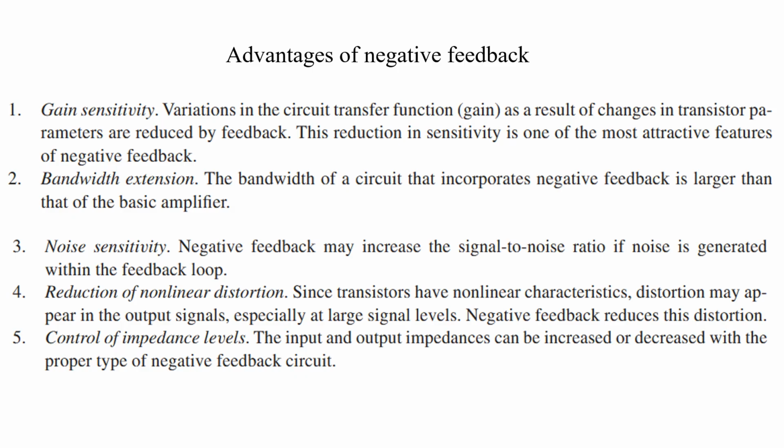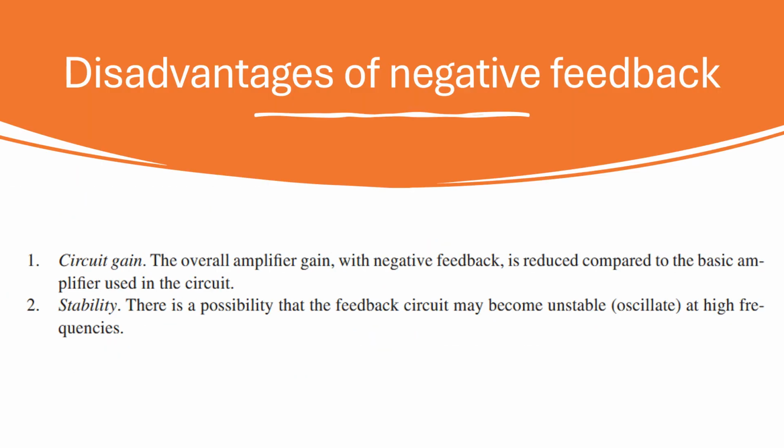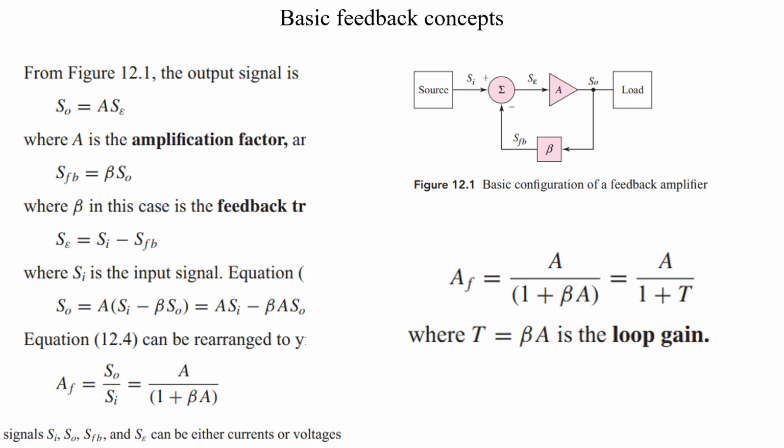So those are a couple of the advantages, but there are some disadvantages as well. First is gain reduction. Since we are having negative feedback, it will reduce the gain compared to the open loop without feedback. Stability: the amplifier may or may not be stable, so feedback can reduce the stability. You have to find out whether the feedback-based amplifier is stable or not. Using the Bode plot or the Nyquist criterion, you can find whether the system is stable or not.